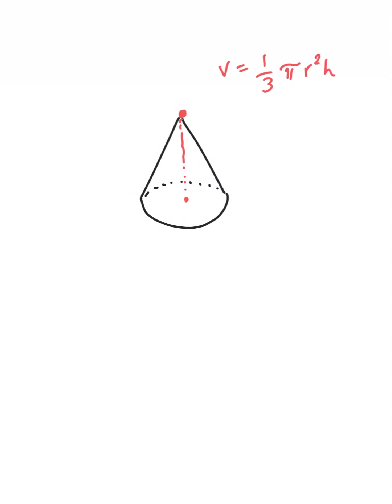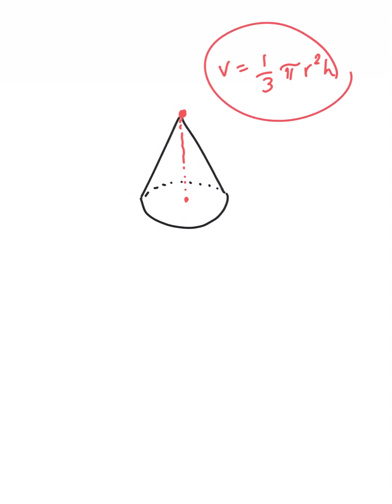A cone is basically a three-dimensional shape in geometry that has a flat, circular base, and then it goes up to a point, and it has an axis in the center. The formula to get the volume of a cone is one third pi radius squared multiplied by height.